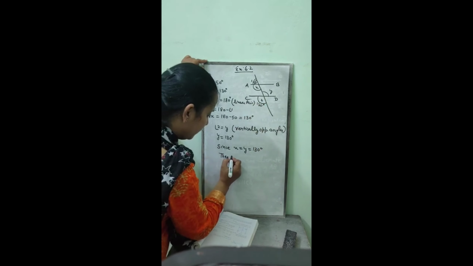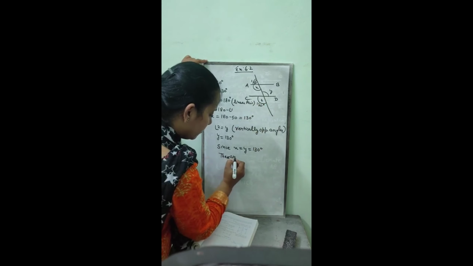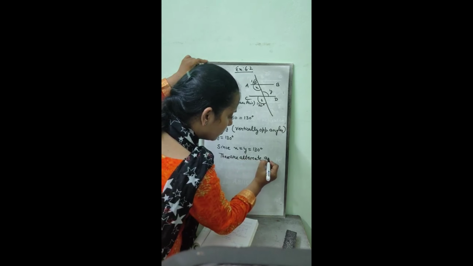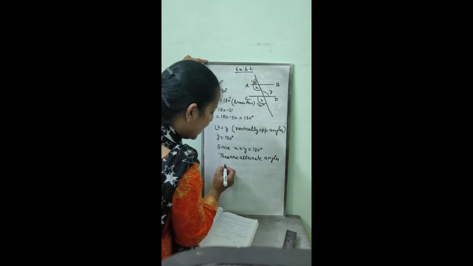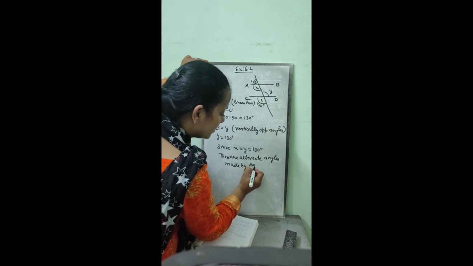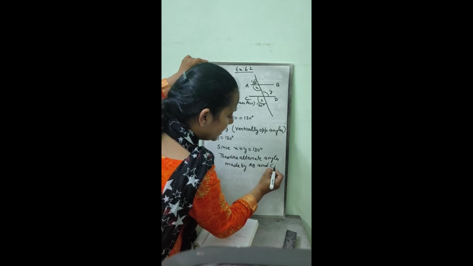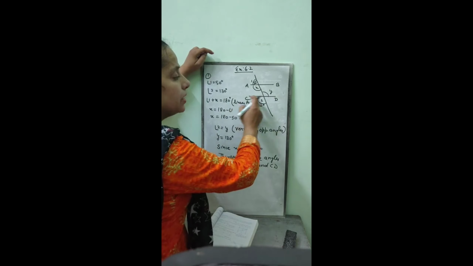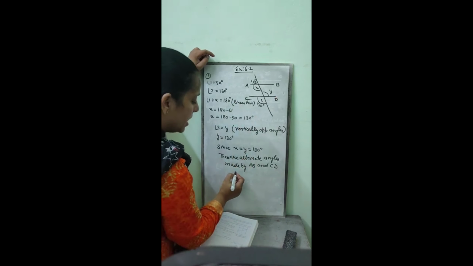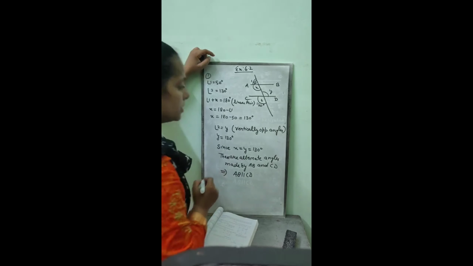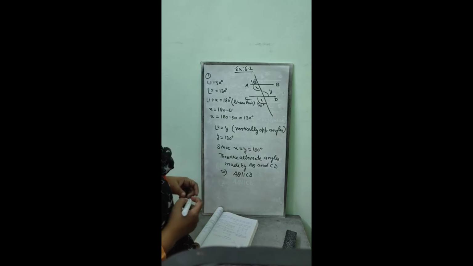These are alternate angles made by AB and CD. If alternate angles are equal, it means the lines which are framing these angles, they are parallel. It means AB is parallel to CD. Clear? Give a 1 minute review to this sum thoroughly.